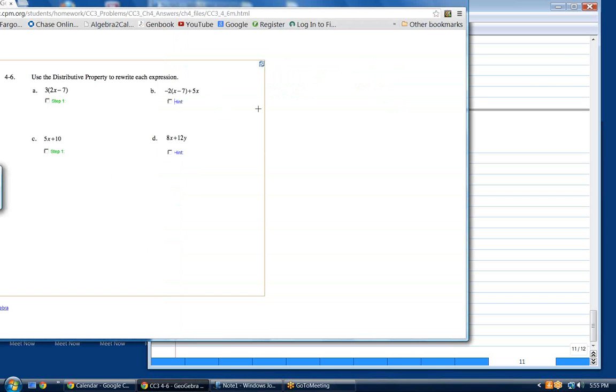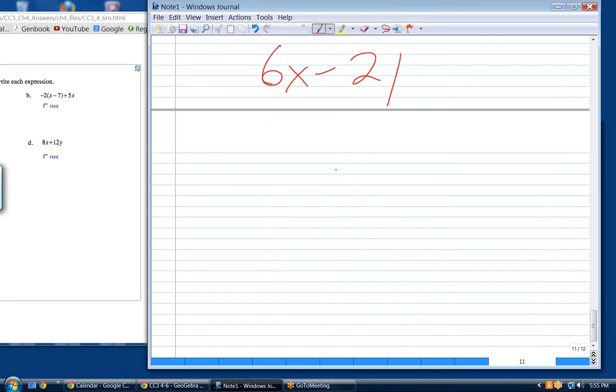Hold on. Negative 2x minus 14. What's minus 2 times minus 7? Positive 14. Plus 5x. Now simplify.